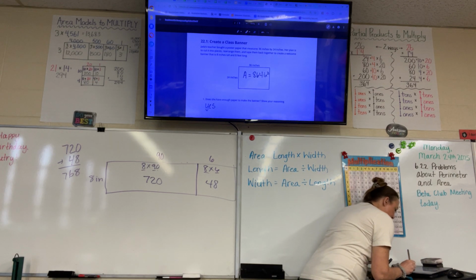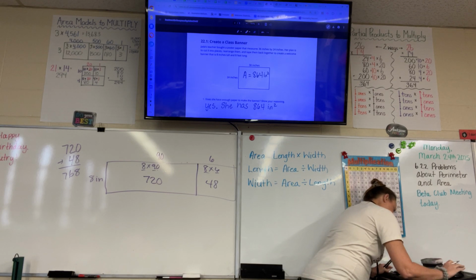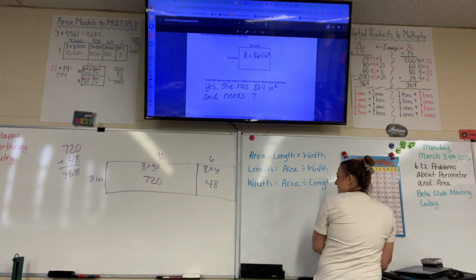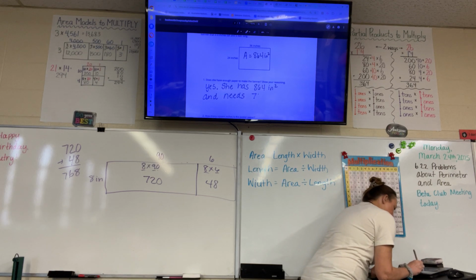Yes. She has 864 square inches and needs 768 square inches. So she has enough.